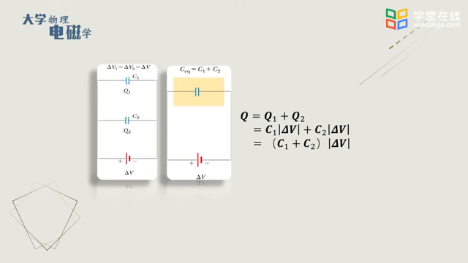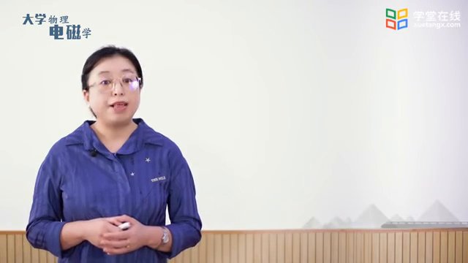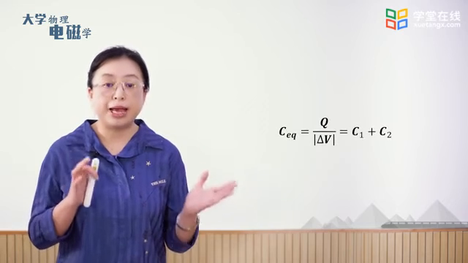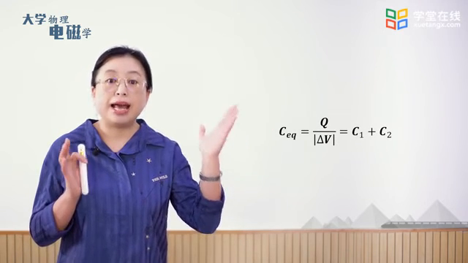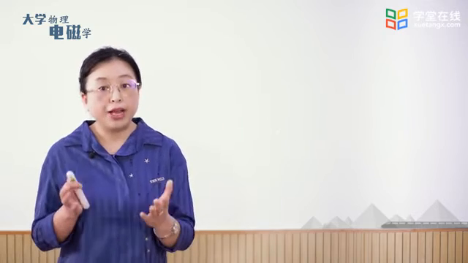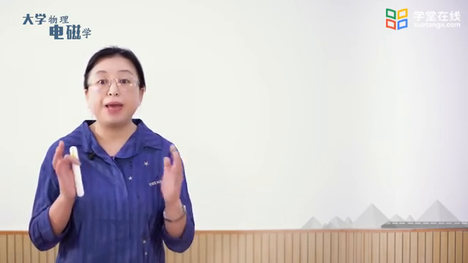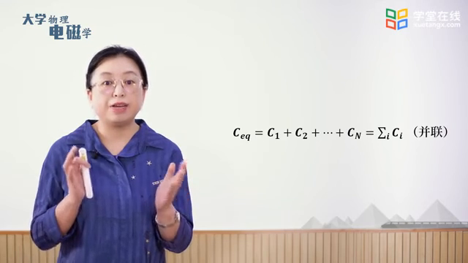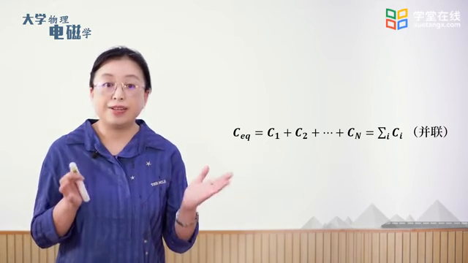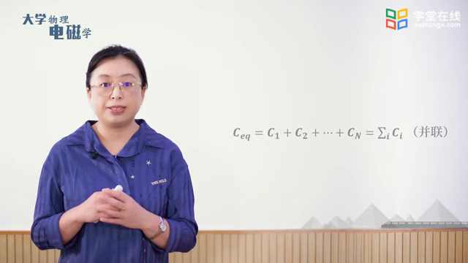That is, the equivalent capacitor must store a total charge Q when it's connected to the battery, and the voltage across the equivalent capacitor is delta V. Therefore, the equivalent capacitance is given by Ceq equals C1 plus C2. If three or more capacitors are connected in parallel, the equivalent capacitance is the algebraic sum of the individual capacitances and is greater than any of the individual capacitances.